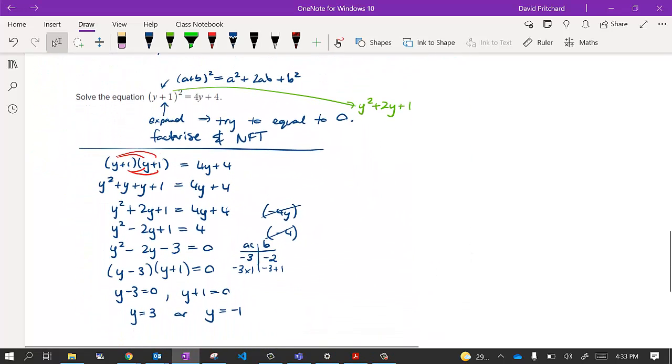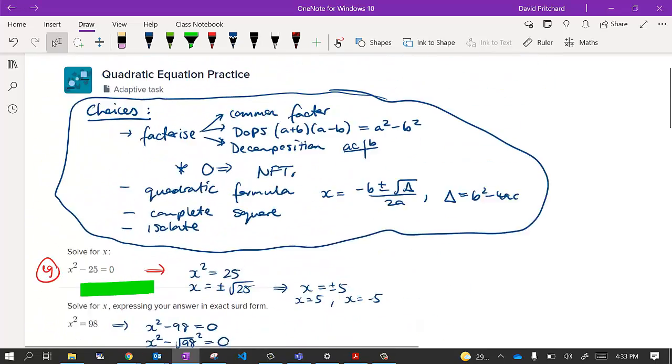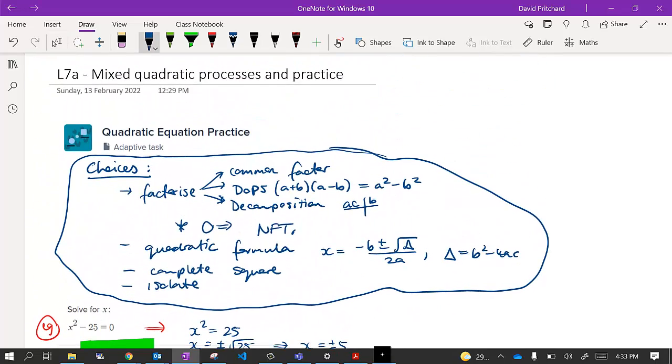Okay, so there's more of these types of questions in the maths-based question set. It will be quadratic equation practice. Make sure you do as much of these as possible and get to a point, hopefully, where you're fairly confident with these processes.